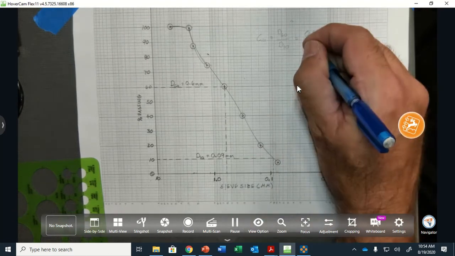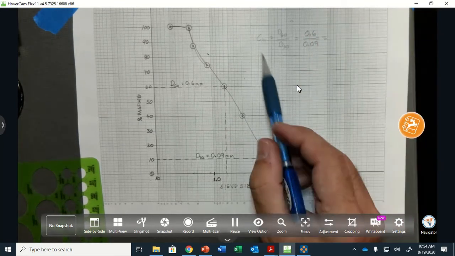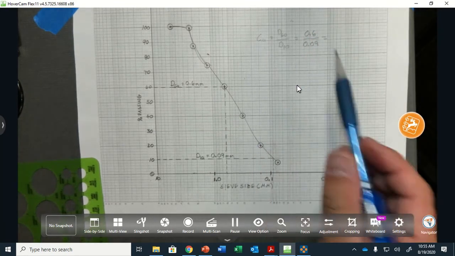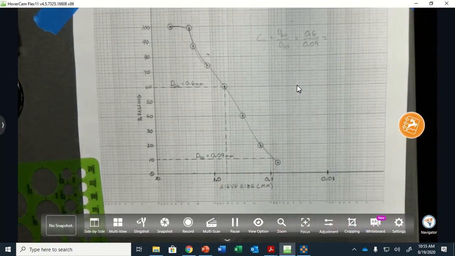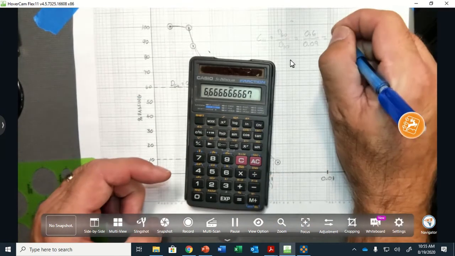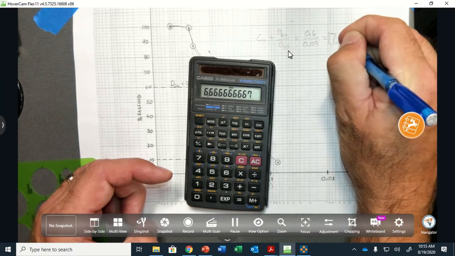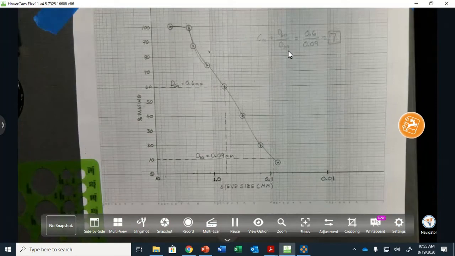0.6 divided by 0.09. Okay, I want to see this nice and neat. Got plenty of space in here. So if I take 0.6 divided by 0.09, I get 6.67. I want to round that to the nearest number, so that equals 7. And then I'm going to box in my final answer. Okay? So I just calculated the coefficient of uniformity. All right?